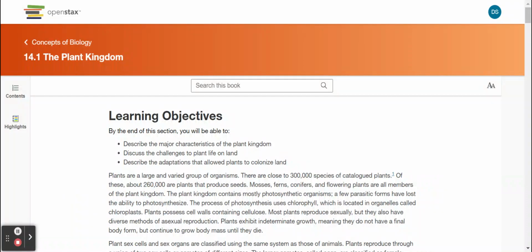Section 14.1, the Plant Kingdom. By the end of this section, you will be able to describe the major characteristics of the plant kingdom, discuss the challenges to plant life on land, and describe the adaptations that allowed plants to colonize land.